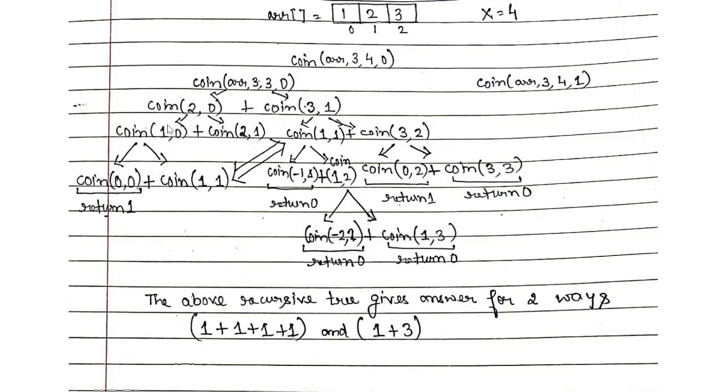So if I choose it, then what would I be left with? I would be left with coin of 1, 0. Then again, if I choose it, what would I be left with? I would be left with coin 0, 0. And what does this mean? This is actually a base case. And why is this a base case? Because now I am left with no amount over here.